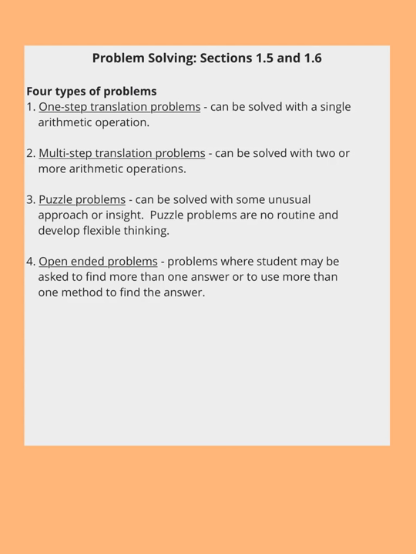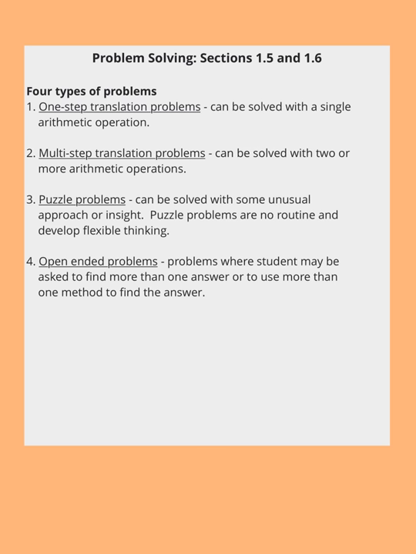In sections 1.5 and 1.6, we're going to look at problem solving. There are 4 types of problems we should be able to identify. The first type is a one-step translation problem. These are typically simple word problems where we just have one arithmetic operation that we need to perform in order to solve it. The second type of problem is a multi-step translation problem. This here is where we need to take 2 or more arithmetic operations to solve our problem.